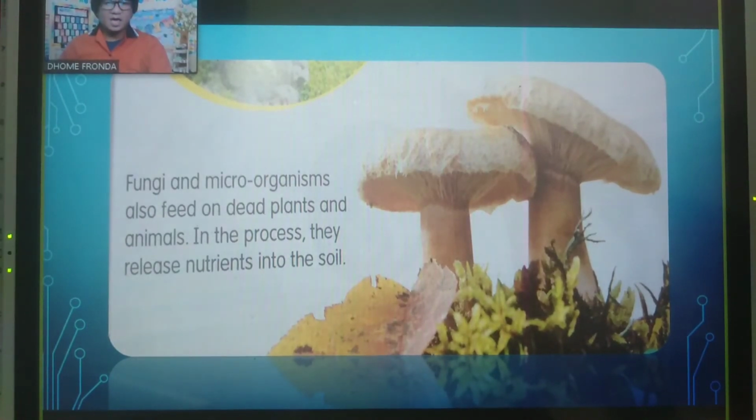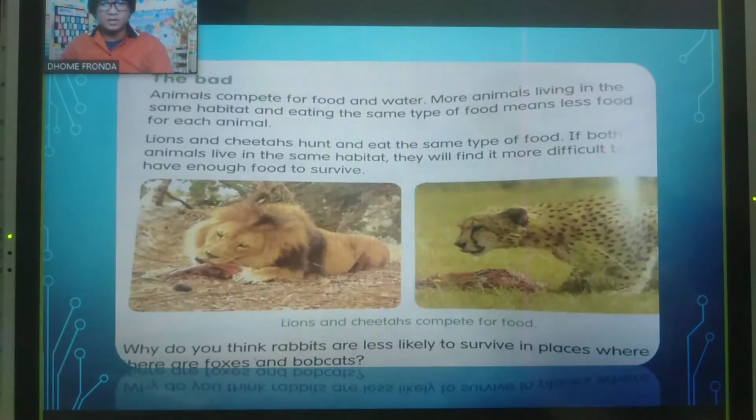And how about the fungi? Fungi and microorganisms also feed on dead plants and animals. In the process, they release nutrients into the soil. It will help the soil also. Did you understand about the fungi and the microorganisms? And now let's go to the next one.